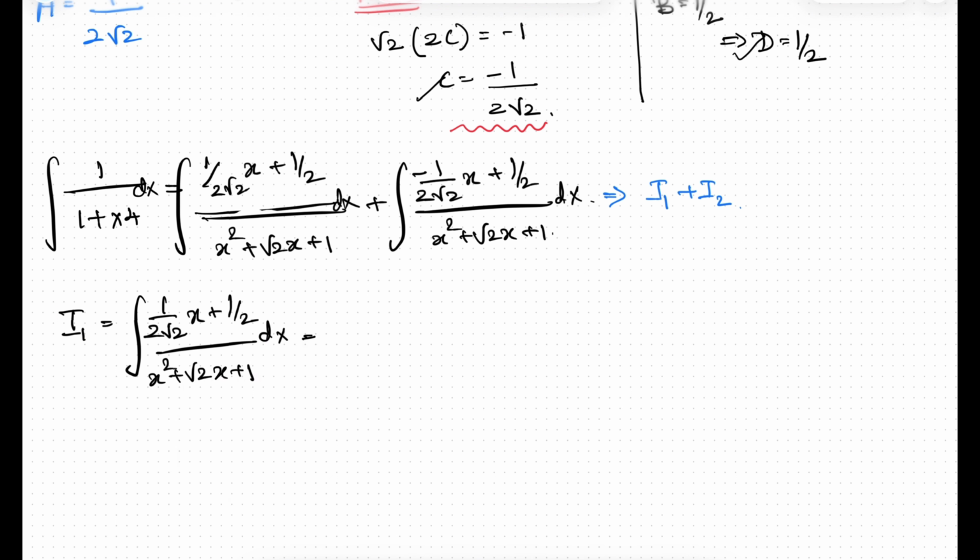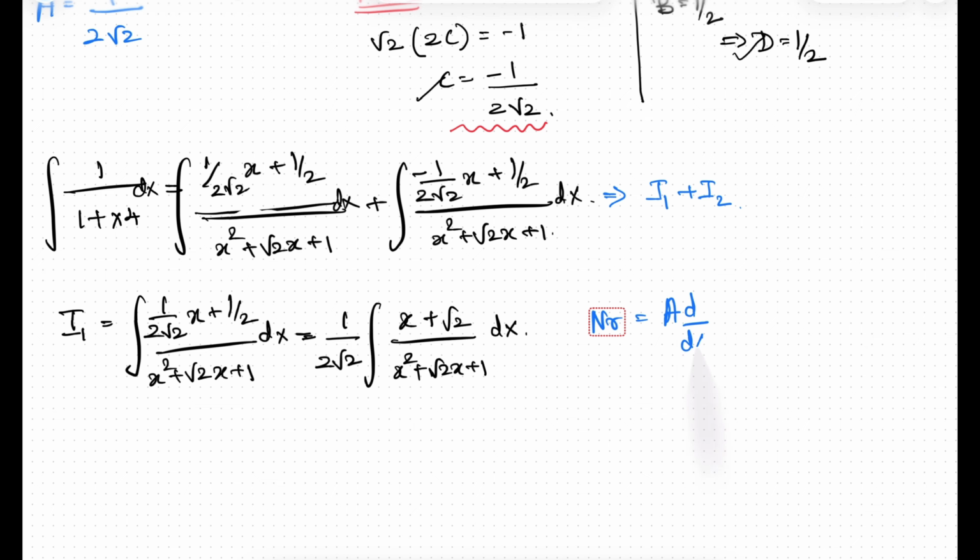Firstly, I can remove the 2 root 2 in the denominator commonly out. So I'll be having 1 by 2 root 2 integral x plus, since we are having only 2 over here, I can multiply it with root 2 and divide by root 2 in order to have the same denominator such that 2 root 2 can be commonly removed out. So x plus root 2, divided by x square plus root 2 x plus 1 dx is what I've got over here. Now we are going to use the expression: numerator is equal to a times the differentiation of my denominator plus b. This is the formula that we are going to use.